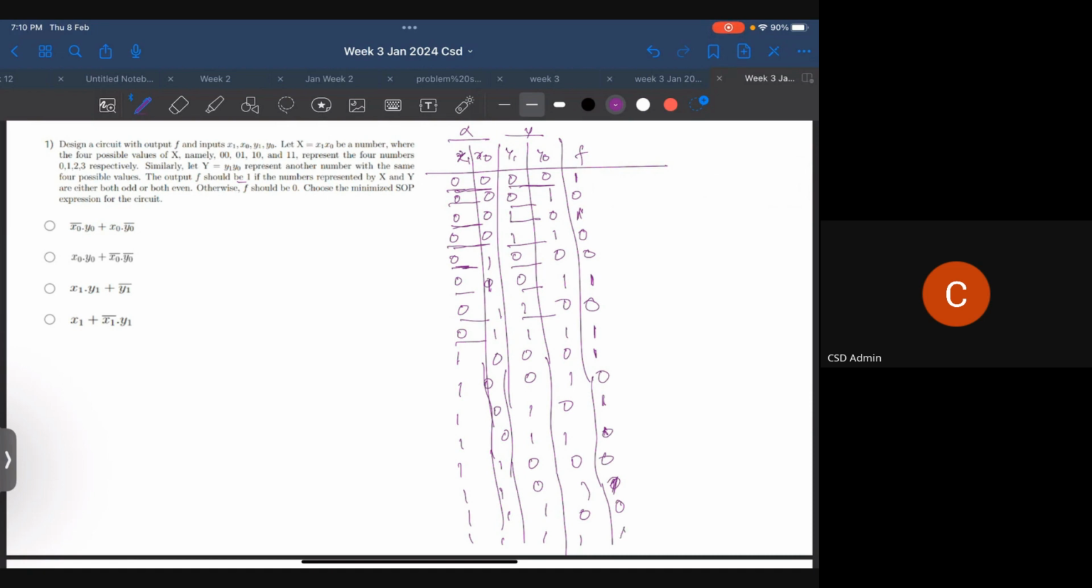So now you have to find the SOP. How do we find the SOP? You have to take the ones. So let's write the SOP expression, in the black color. So f equals, now we can see that you have to take this, so this will be x1 bar, x0 bar, y1 bar, y0 bar. Then you have to take this one.